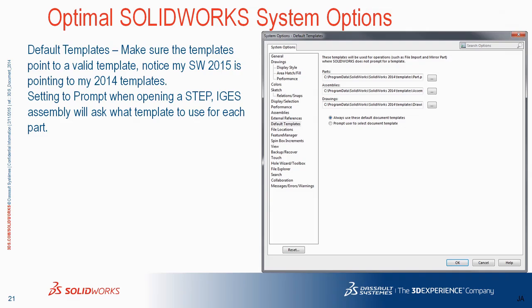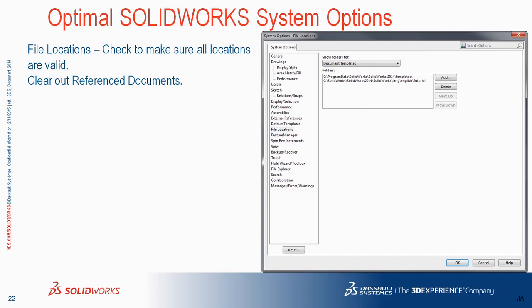Setting the option for prompt when opening STEP, IGES, whatever type of files, will ask what template to use for each individual part that it's opening. So you may be sitting there with an open and having to hit yes, I want to use this template over and over again. So if you use prompt, be careful what it's going to do for you. It can also help you a little bit in some ways, depending on how large the file is, gives the machine a little bit of time to catch up. Or you tell it to always use the templates as long as it's pointing to a valid location once again.